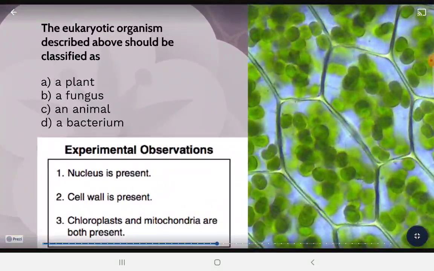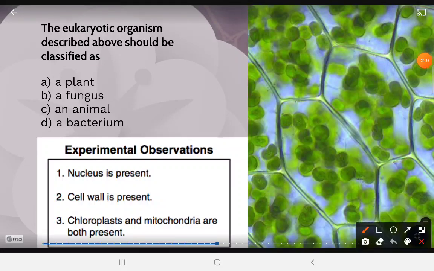The eukaryotic organism described above, or I guess below now, would be classified as what? Okay, so we have to have a nucleus, there has to be a cell wall, and chloroplast and mitochondria. So this has to be a plant cell, and the reason I know that is there's a cell wall. Now, other cells have cell walls, but the cell walls of plants are made of cellulose, which is a type of sugar, which makes sense because plants make sugar. They can use it for energy, or they can make cell walls with them.